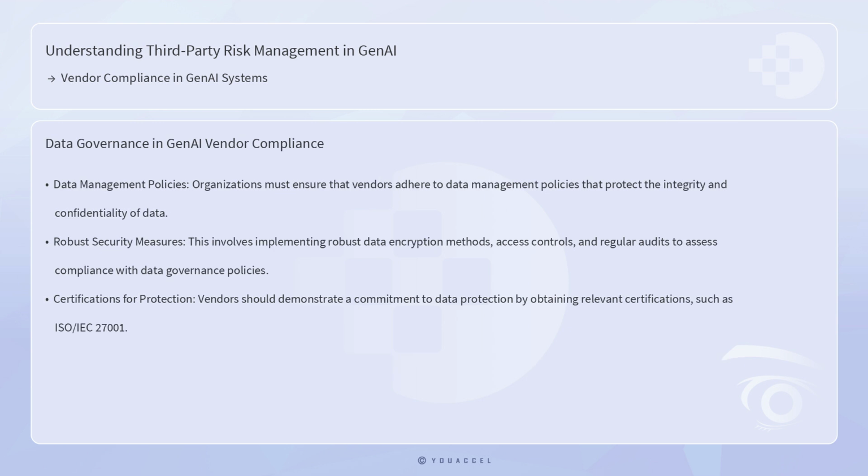Data governance is a critical aspect of vendor compliance in GenAI systems. Organizations must ensure that vendors adhere to data management policies that protect the integrity and confidentiality of data. This involves implementing robust data encryption methods, access controls, and regular audits to assess compliance with data governance policies. Vendors should demonstrate a commitment to data protection by obtaining relevant certifications, such as ISO IEC 271, which provides a framework for managing information security. These certifications serve as indicators of a vendor's ability to safeguard data and maintain compliance with industry standards.